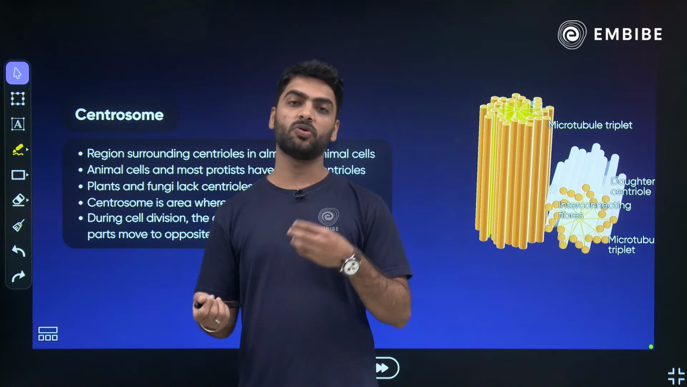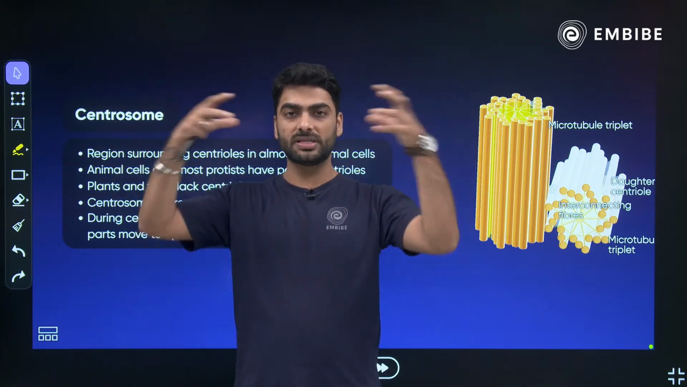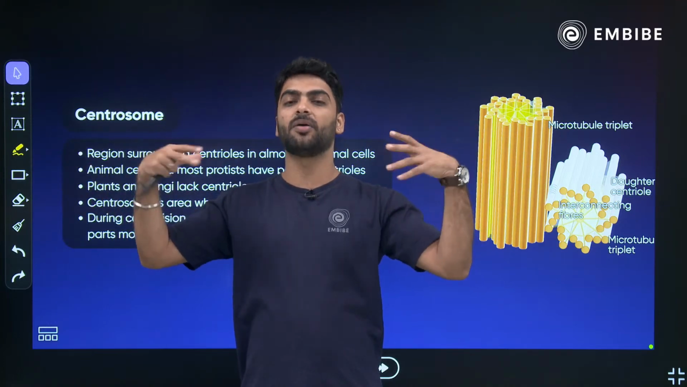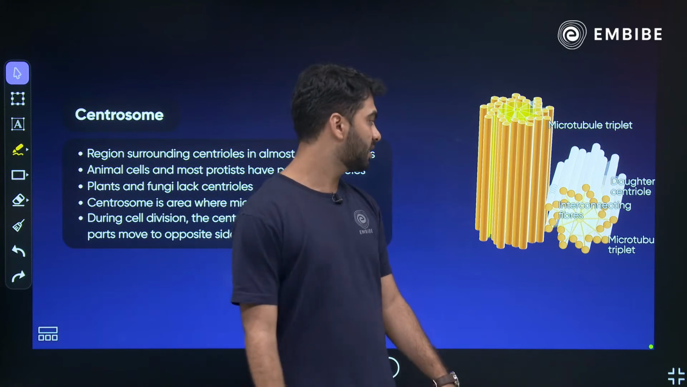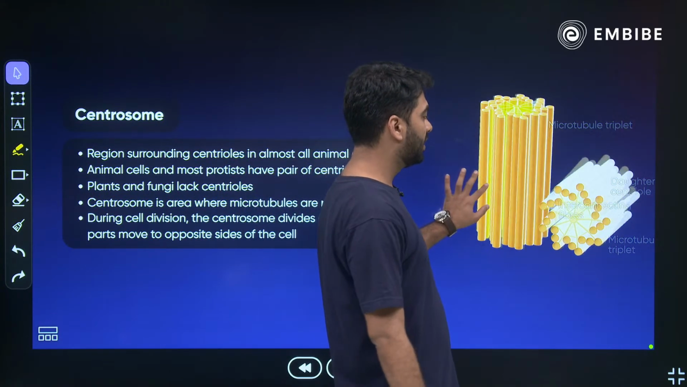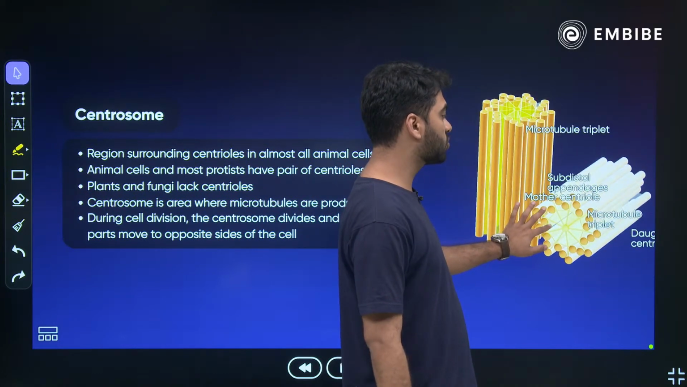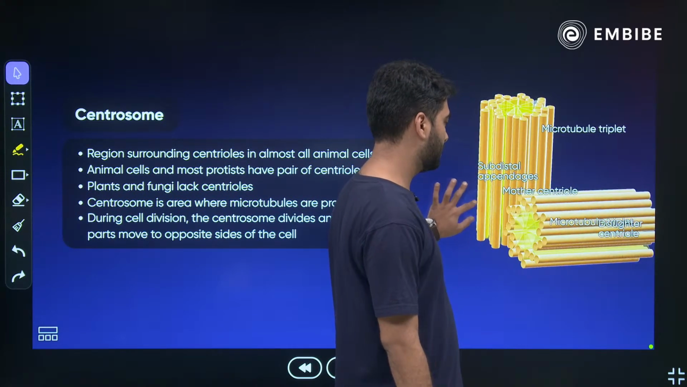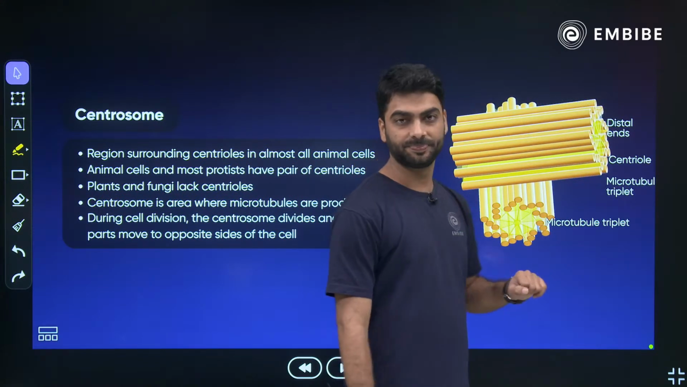When you learn about mitosis and meiosis in detail, you will see how the centrioles move to the sides and create the spindle fibers on which the chromosomes align themselves. So this is a centrosome. The entire area of the centriole and microtubules is called the centrosome. It is like pipes.